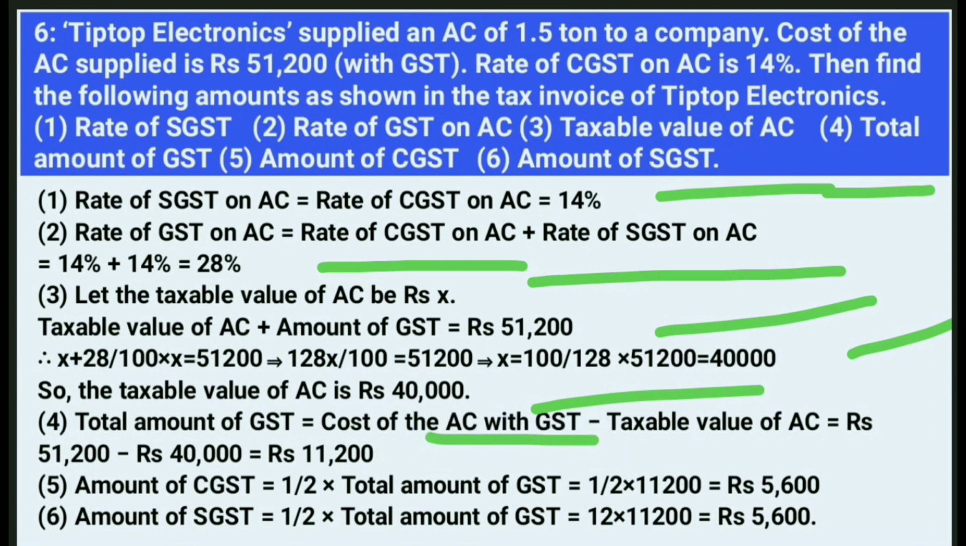5. Amount of CGST is equal to half into total amount of GST, that equals to half into 11200 is equal to rupees 5600. Amount of SGST is equal to half into total amount of GST, that equals to half into 11200 is equal to 5600. So these are our 5 answers.